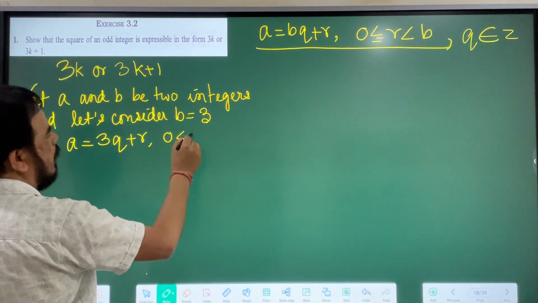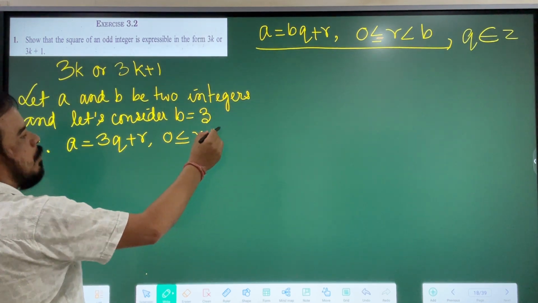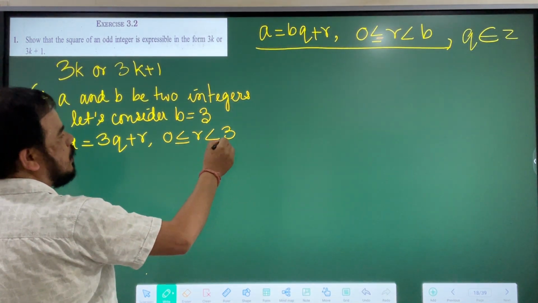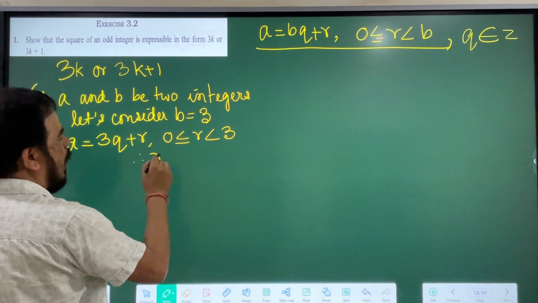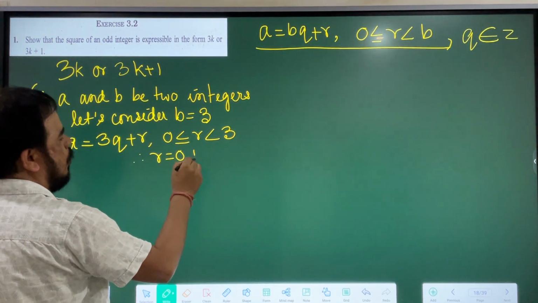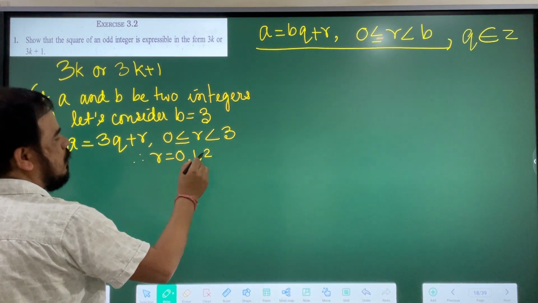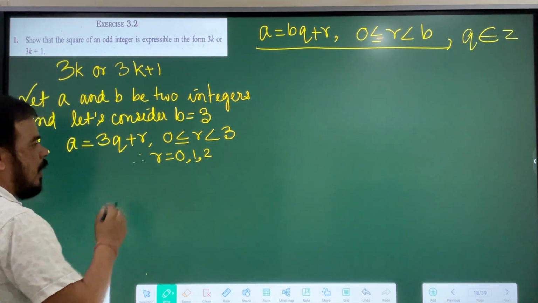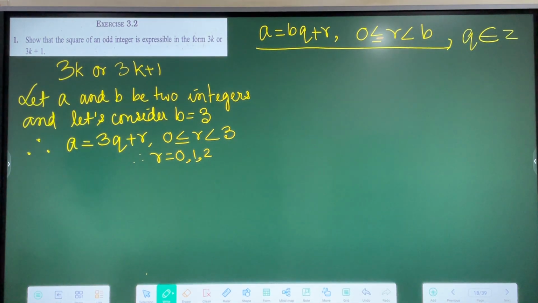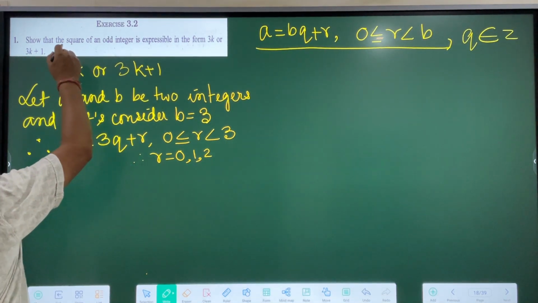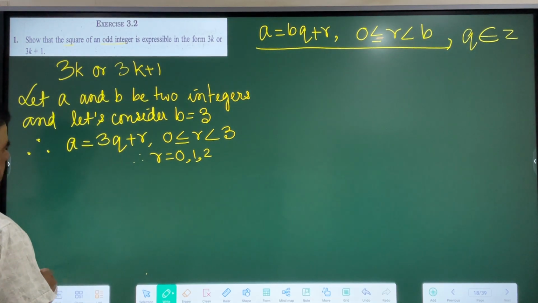Now this is the place for b. b is 3. So that means what? r is equal to 0, 1, 2. r is smaller than 3, so you can write till 2. This is what I explained already in the previous video. Please go through it. And now there is the square of an odd integer.